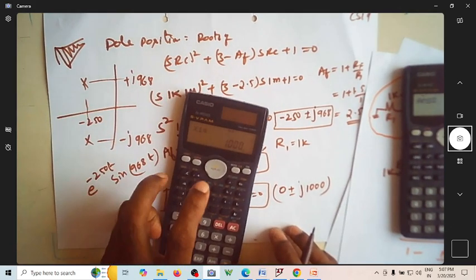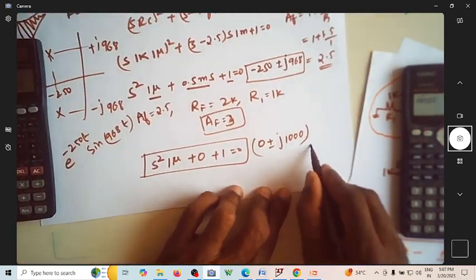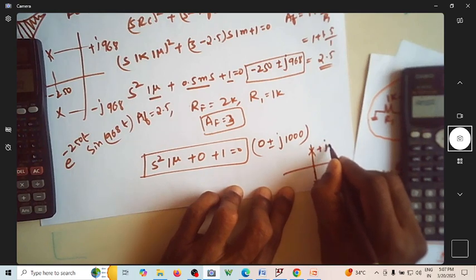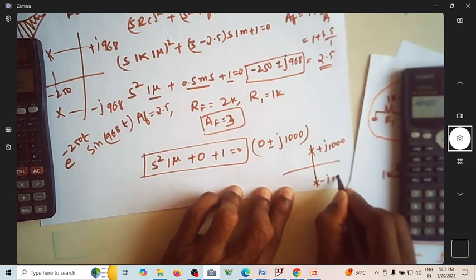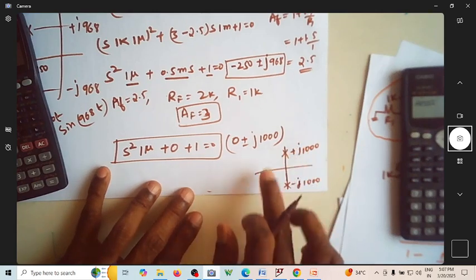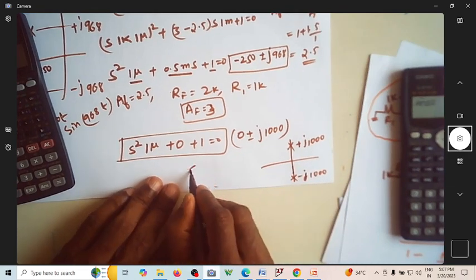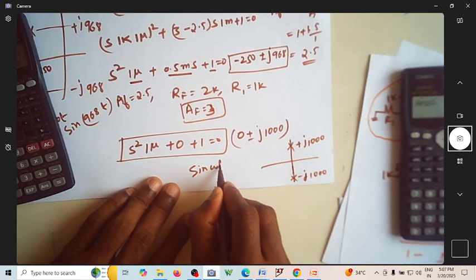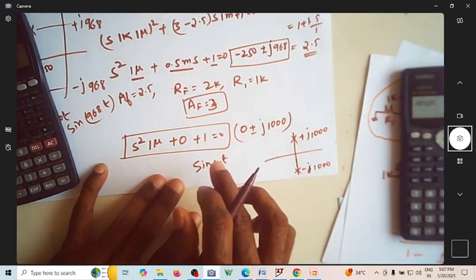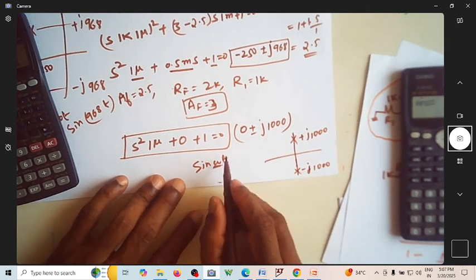So this is the imaginary value that you have. Now, where are the poles? The poles are on the imaginary axis at plus j1000 and minus j1000. You all know that if poles are on the imaginary axis, the Laplace inverse is sine omega t. What is this omega? This omega is nothing but this.